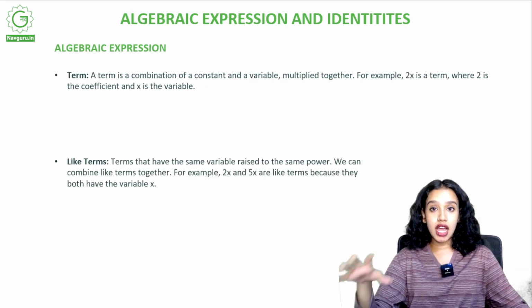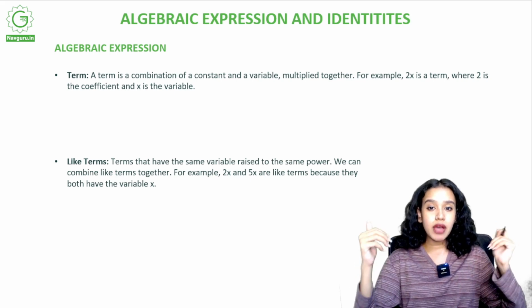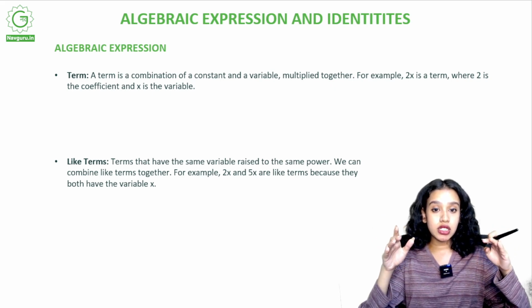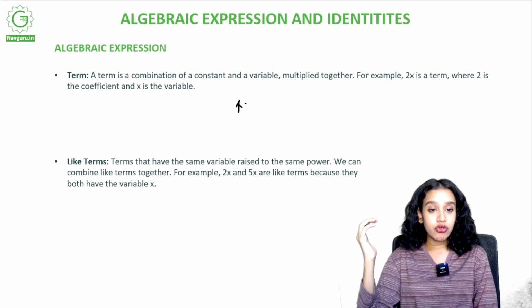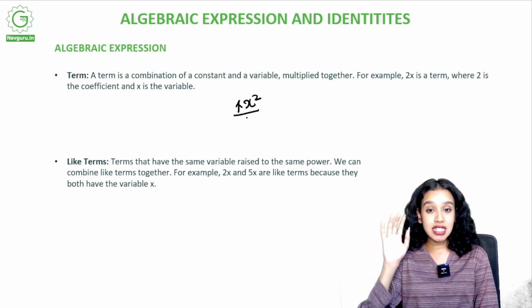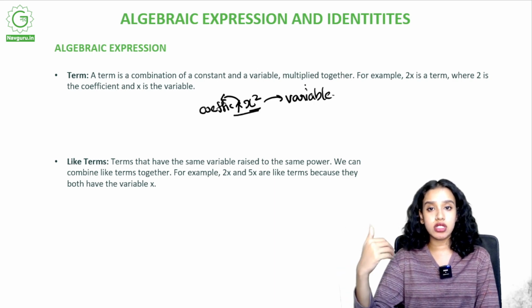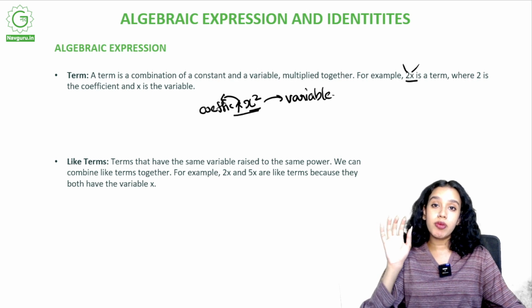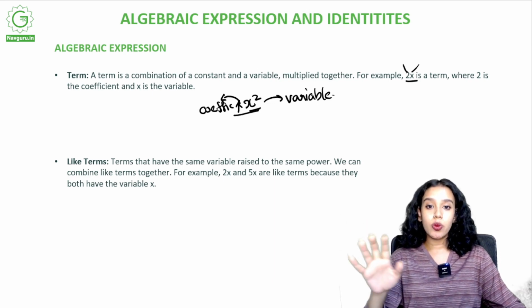Now, let's look into the constituents of an algebraic expression, like what makes an algebraic expression. We have terms. A term is a combination of a constant and a variable multiplied together. For example, 2x is a term where 2 is the coefficient and x is the variable. If I say 4 into x square, is this a term? Yes, it is a term where 4 is the coefficient, with x square as the variable part. So when there is a combination of a variable and a coefficient of the variable, which is normally a constant, we have something called a term.